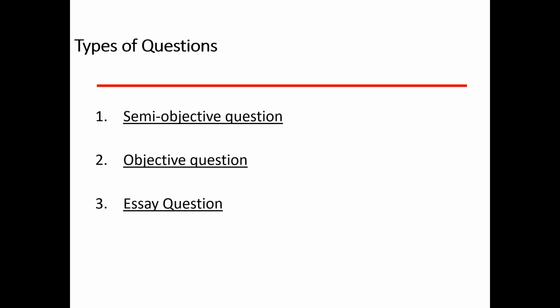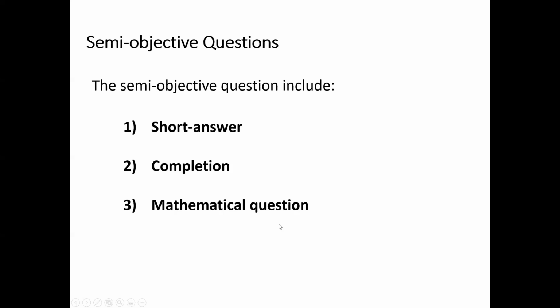So what different types of questions do you have? We have semi-objective questions, we have objective questions, and then essay questions. These are the major types of questions that you'll likely encounter when creating a mastery-based test. Some semi-objective question examples are short answer, fill in the blank, completion questions, and mathematical questions, where there is a right answer, but there is some room for interpretation. So these are not clear-cut yes or no. Sometimes they're a little bit more open-ended.